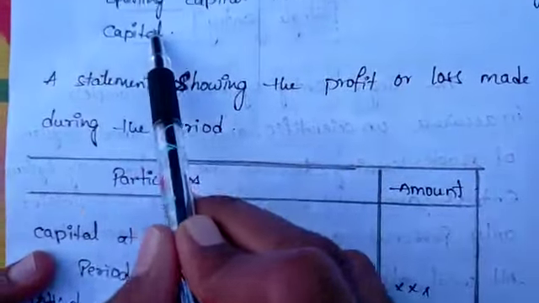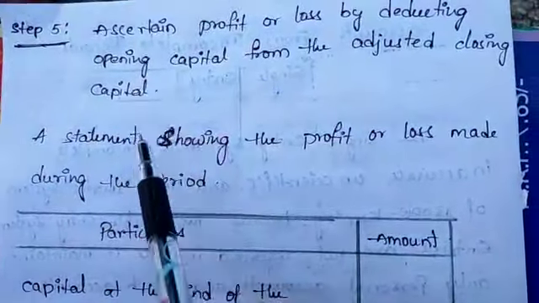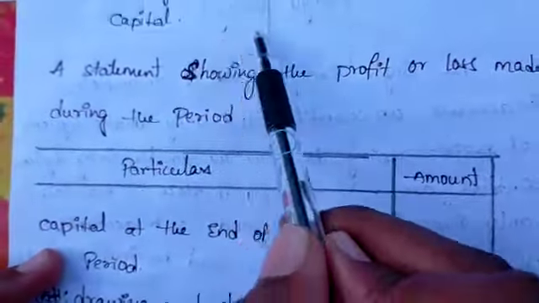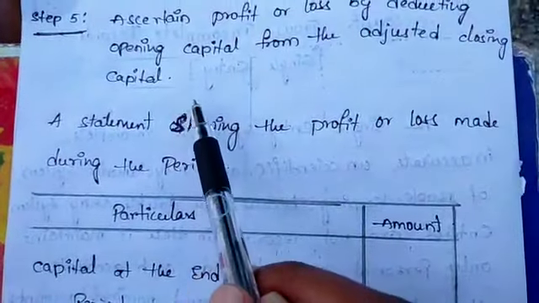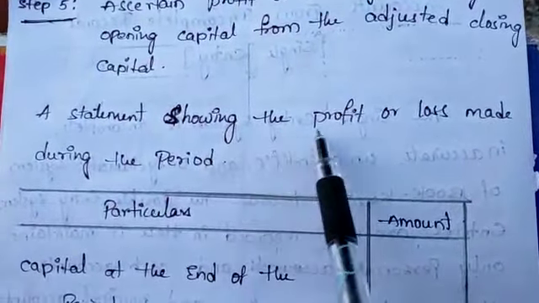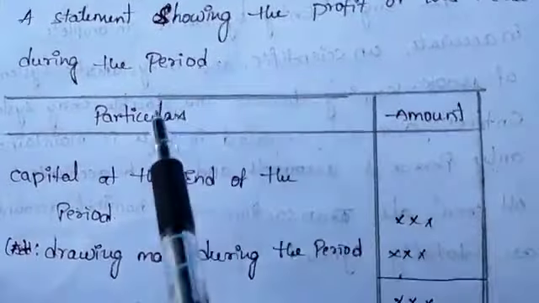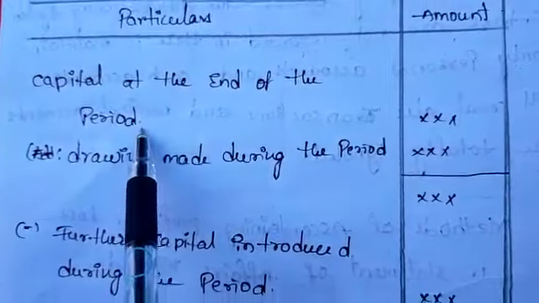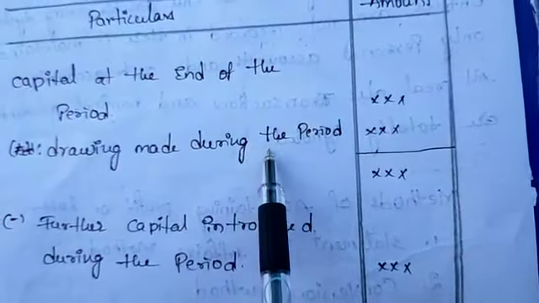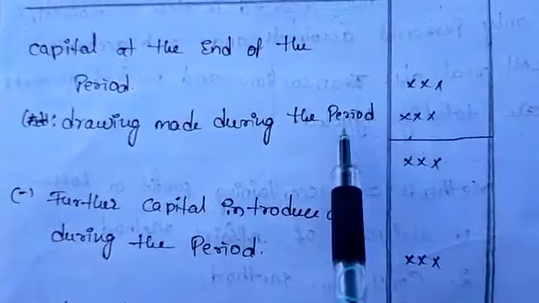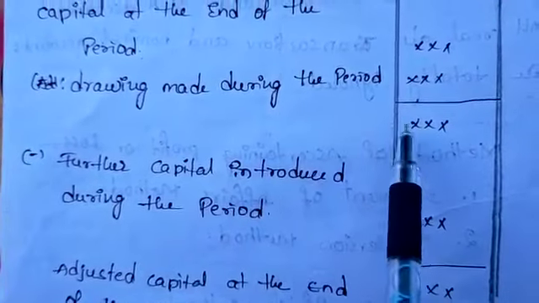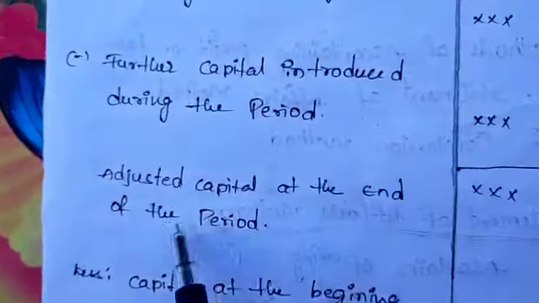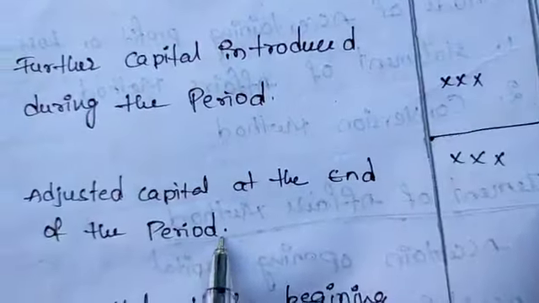These 5 steps are followed before preparing a statement showing the profit or loss made during the year. Particulars, amount. First, capital at the end of the period. We add drawings made during that specific period. Next, less further capital introduced during the period, we get adjusted capital at the end of the period.